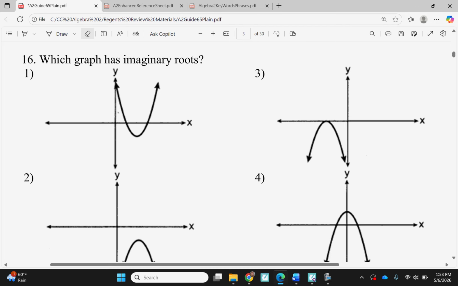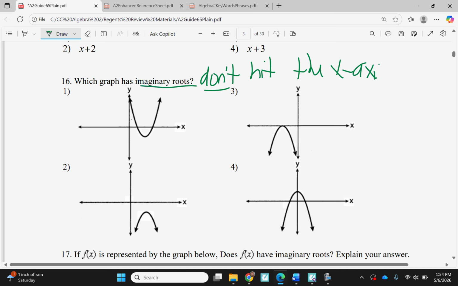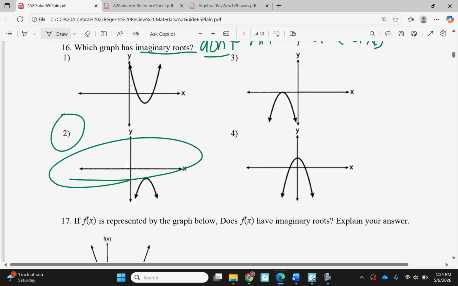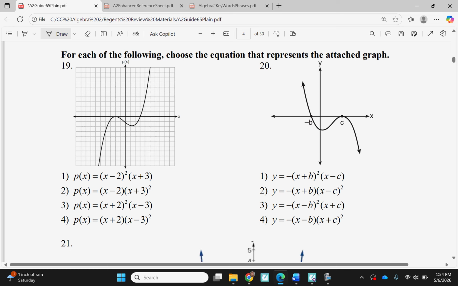Which graph has imaginary roots? Real zeros hit the x-axis. Imaginary zeros don't. Imaginary zeros or roots or solutions don't hit the x-axis. Which choice does not hit the x-axis? Well, this one. It doesn't hit the x-axis. That's it. If they give you an equation, type it into y equals and look at it. I would include that picture if it is open response, but real zeros hit the x-axis, imaginary zeros don't.